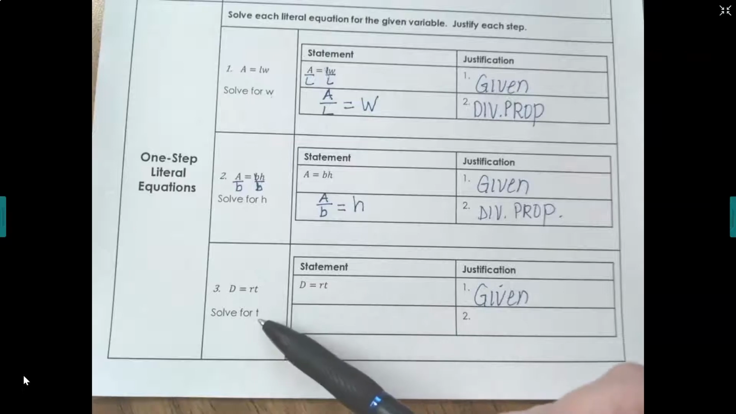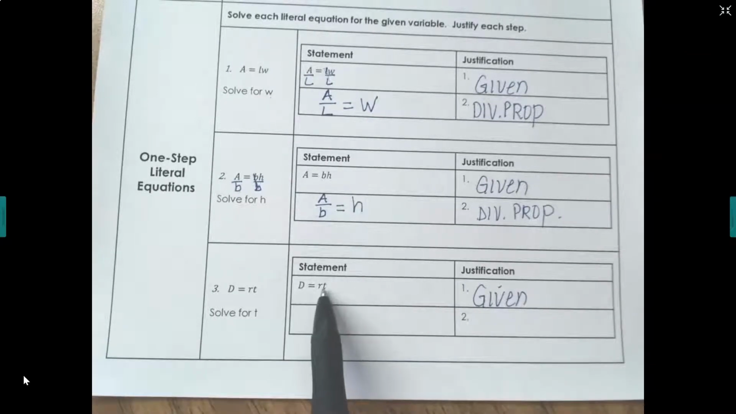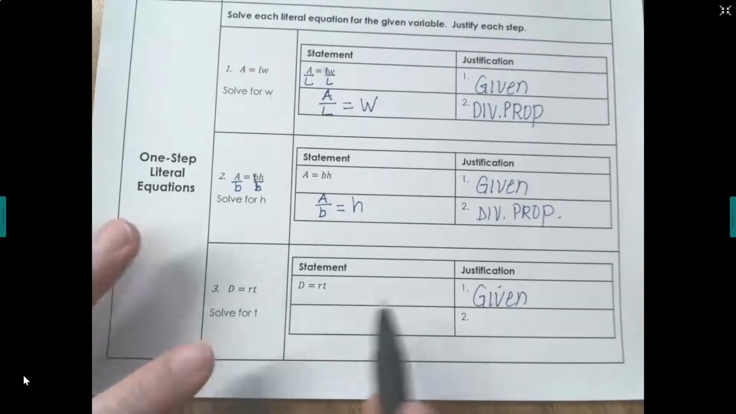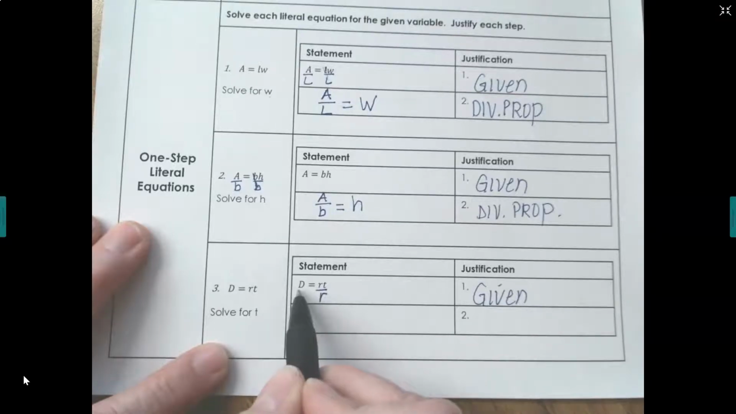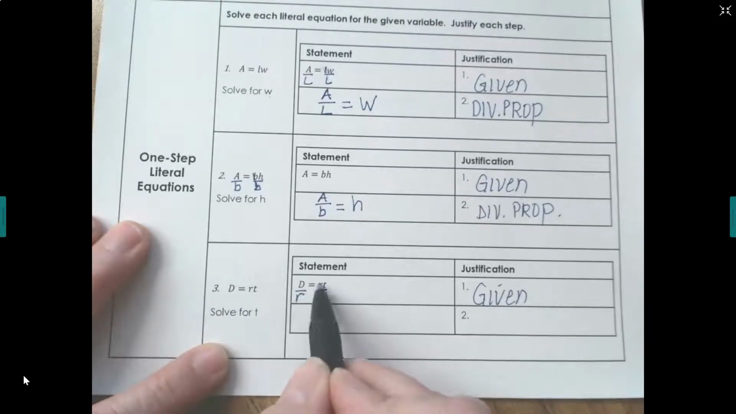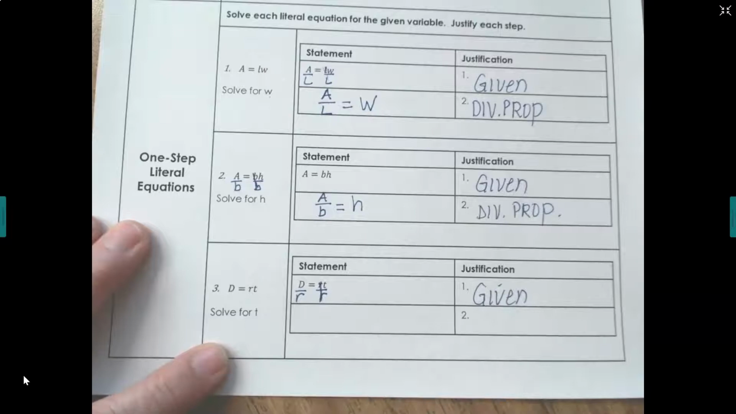I want to get the t, the time, by itself. So t is in this term right here. It is the only term on this side. Notice there's no addition or subtraction. So this is really r times t. So to undo multiplication, we have to do division, the opposite operation. We want t to stay put, which means the r needs to move away, so we're going to divide by r to get that r to cancel to 1.